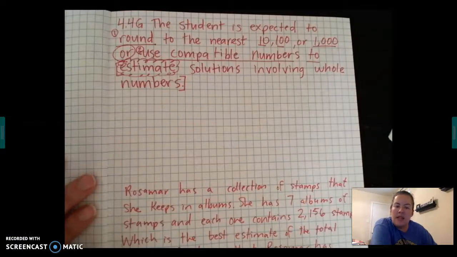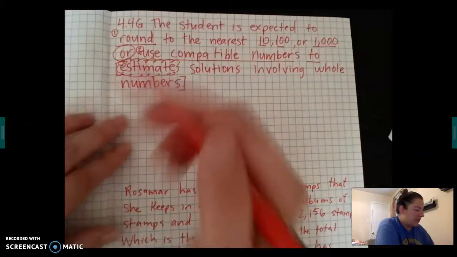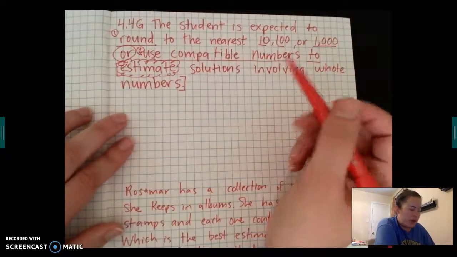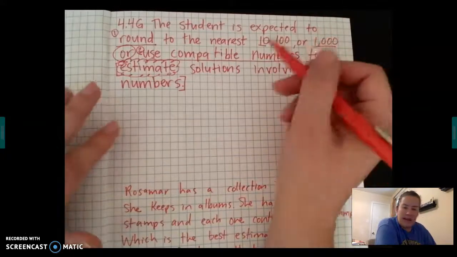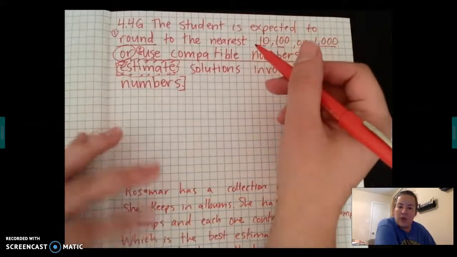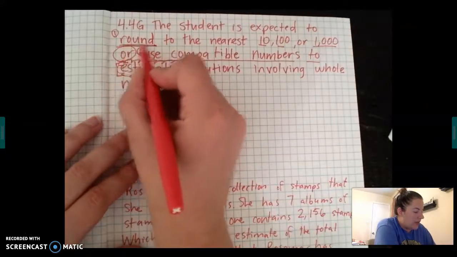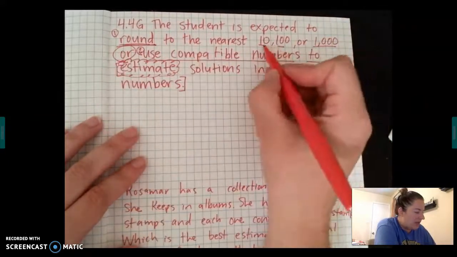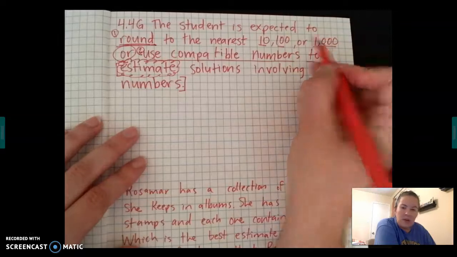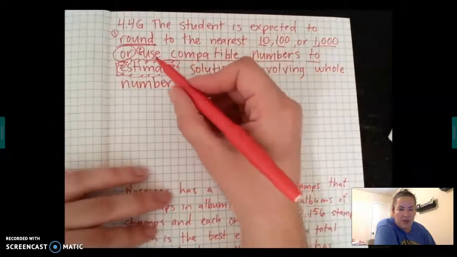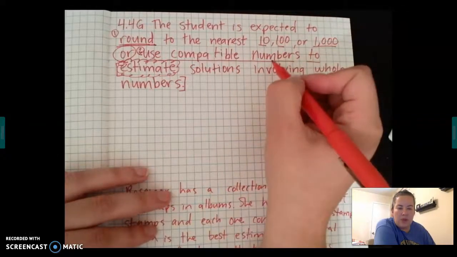Our next multiplication TEK is 4.4G. It says the student is expected to round to the nearest 10, 100, or 1,000, or use compatible numbers to estimate solutions involving whole numbers. So let's take a look at this TEK more closely. You students are expected to do a couple different things. Number one, you're expected to round, and you're only going to have to round to the nearest 10, 100, or 1,000. Or the second thing you might have to do is use compatible numbers.